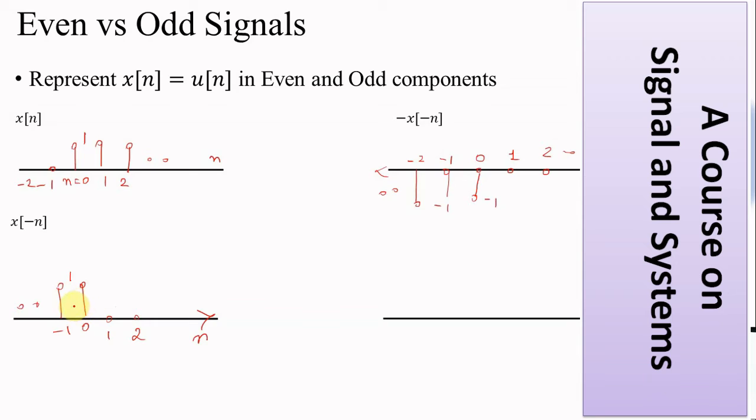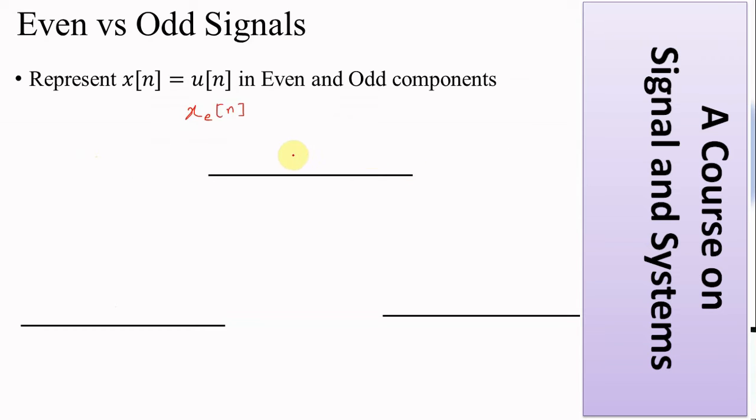At n is equal to 0, x[-n] is also 1, and x[n] is also 1. And therefore 1 plus 1 gives me 2. Divided by 2, it becomes 1. So what I can write, I can just directly write. First of all, give me the values of time.